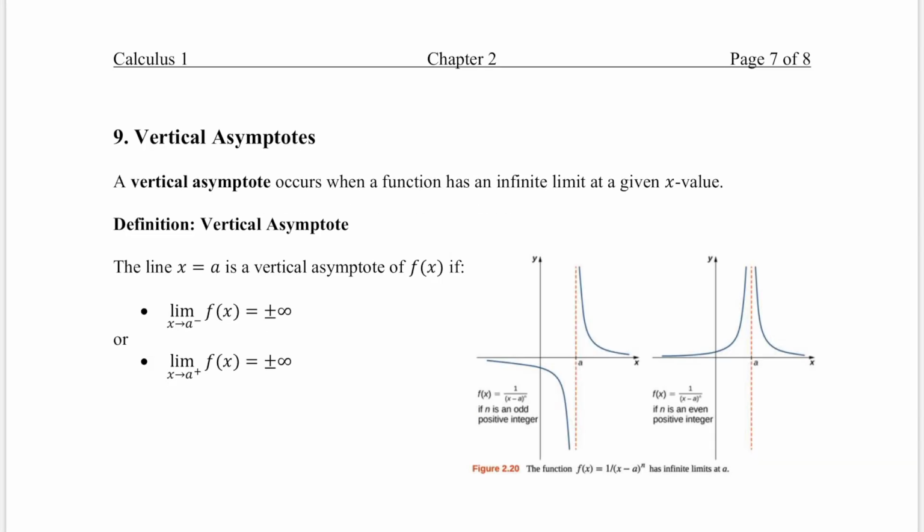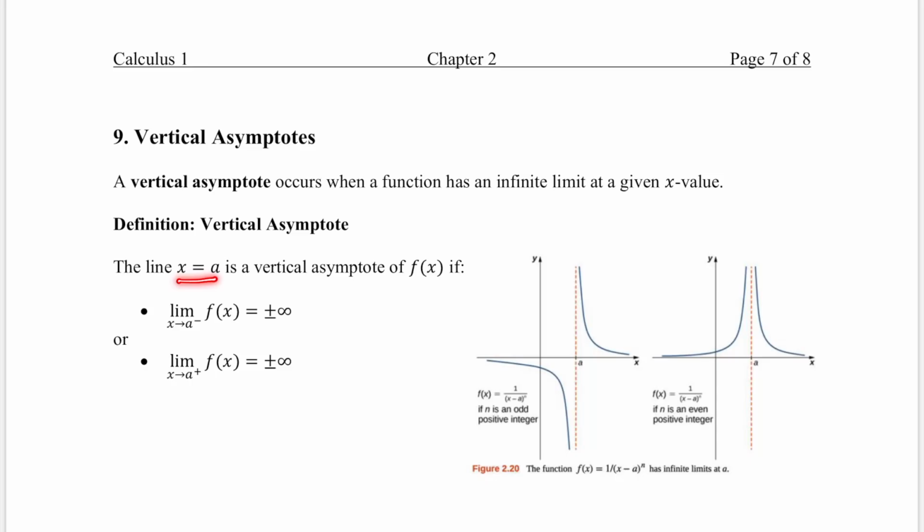Now, let's move to our new topic, vertical asymptotes. A vertical asymptote occurs when a function has an infinite limit at a given x value. In other words, as x approaches some number a, the function decreases or increases without bound. When that happens, we say the line x equals a is the vertical asymptote.